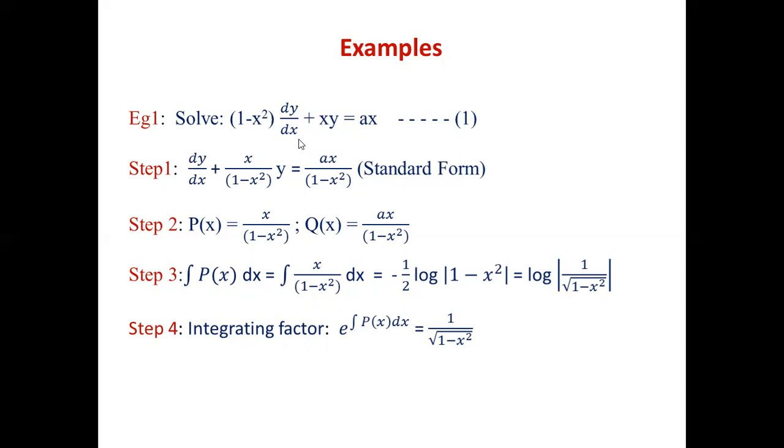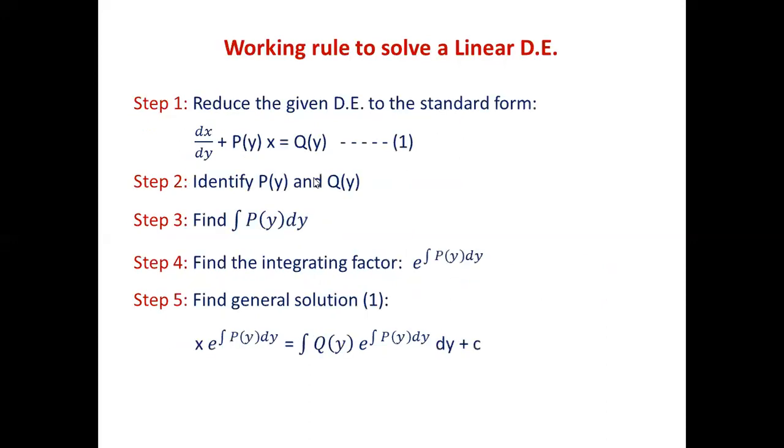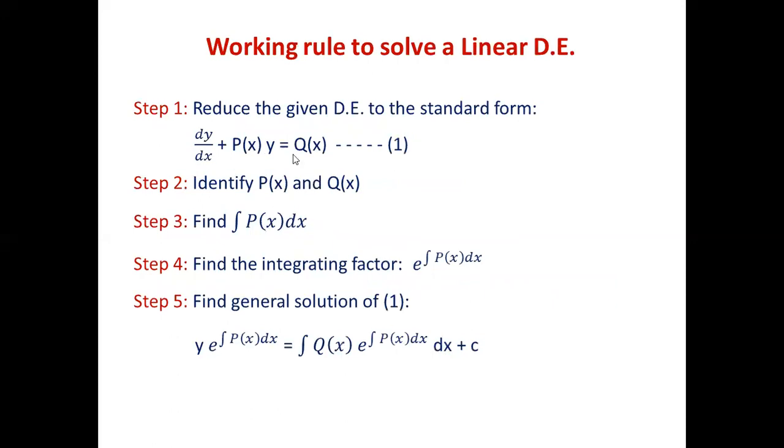So this is a first order, first degree differential equation. But it is not in the standard form. If you see the standard form, there are 3 terms. The very first term is the derivative of y with respect to x, whose coefficient is 1. The second term is a function of x multiplied by y. And on the right side, you have only a function of x.